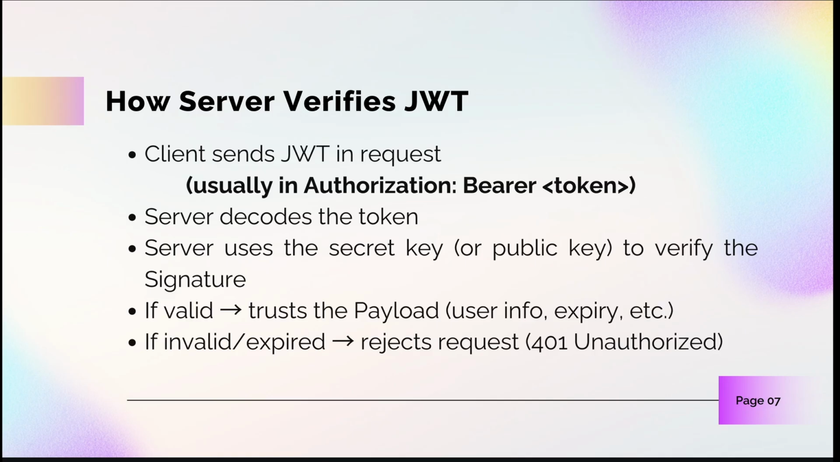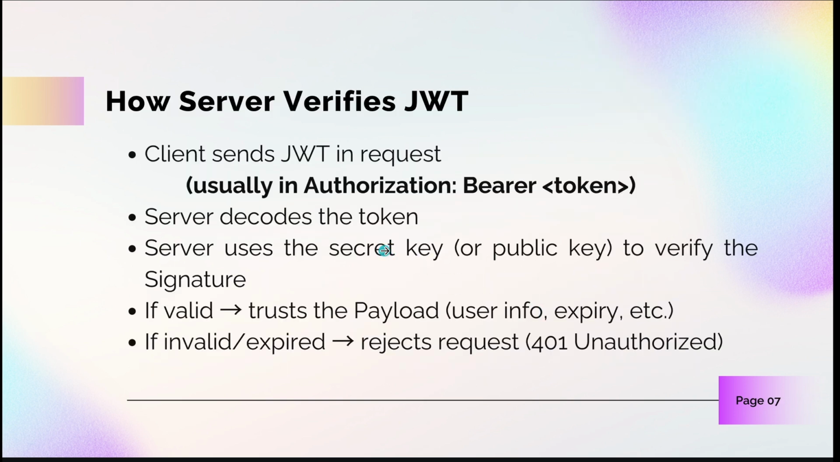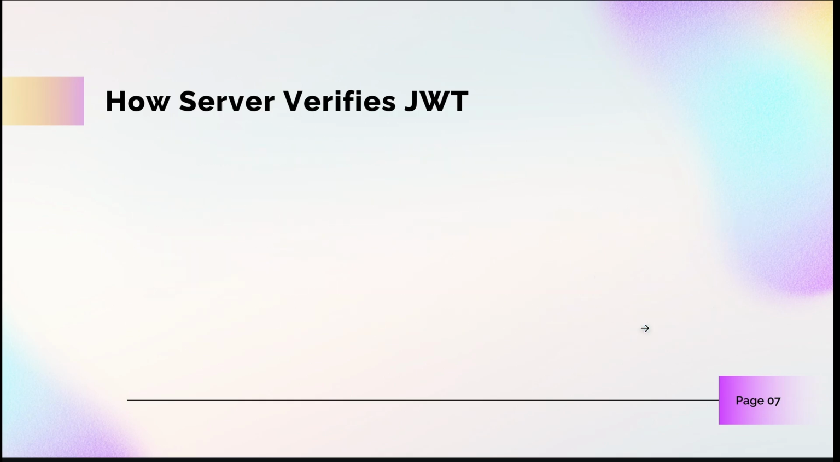So how does the server verify the JWT? Suppose I'm the client, so I have to send that token inside the authorization in the API call. The server decodes that token and uses the secret key. While creating the signature I entered the secret key. That secret key, which can be your private key or public key, is used to verify the signature. If it is valid, it will trust the payload and user info, and if it is not valid, I will get an error with 401 unauthorized.